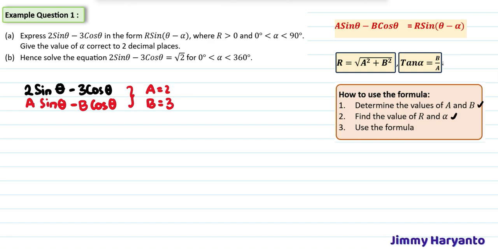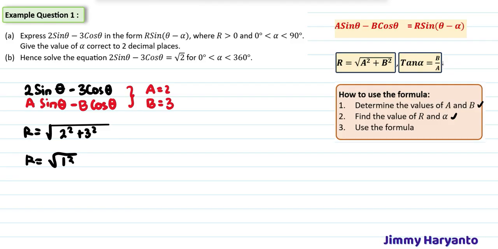The second step will be to find the r and the alpha. So for the r, it will be square root of a square plus b square. That means 2 square plus 3 square. So r equals square root of 13. You can write it as a surd like that, or decimal. It's up to you.